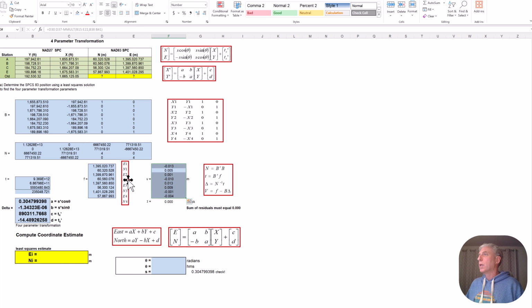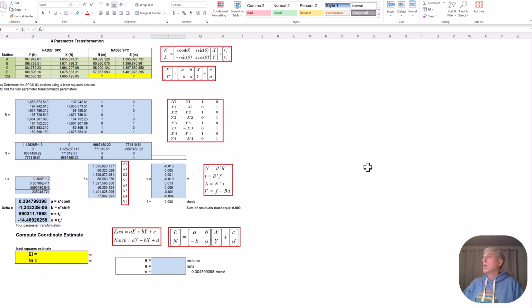Not bad. If we look at our residuals, we have a little over a centimeter in a couple of the cells, but for the most part they're in the millimeters. There are 3 of them that are a centimeter or a little more. The rest of them are in the millimeters. So not too bad, pretty good transformation.